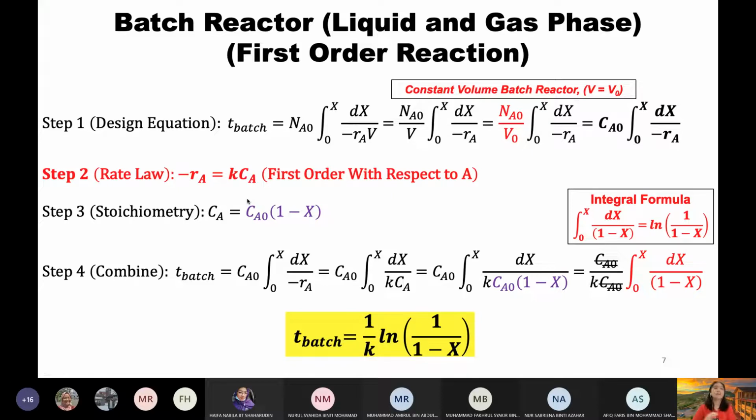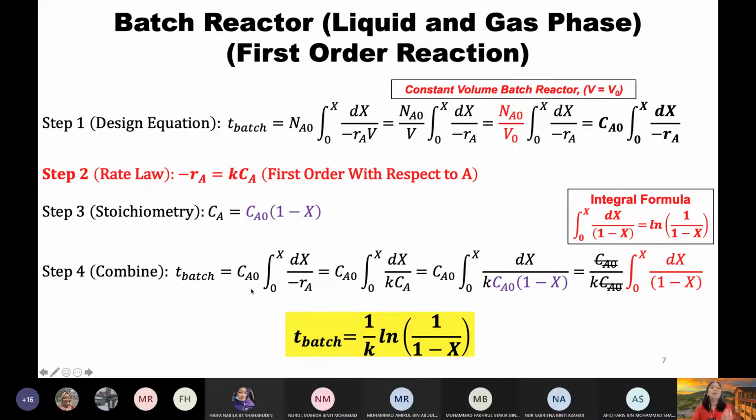Minus RA itu datang daripada mana? Datang daripada design equation. So now you can see, I will now have to combine design equation, combine dengan rate law, combine dengan CA, concentration. So how do we do this? Okay, so we start with the first rate law. Kita start dengan design equation.